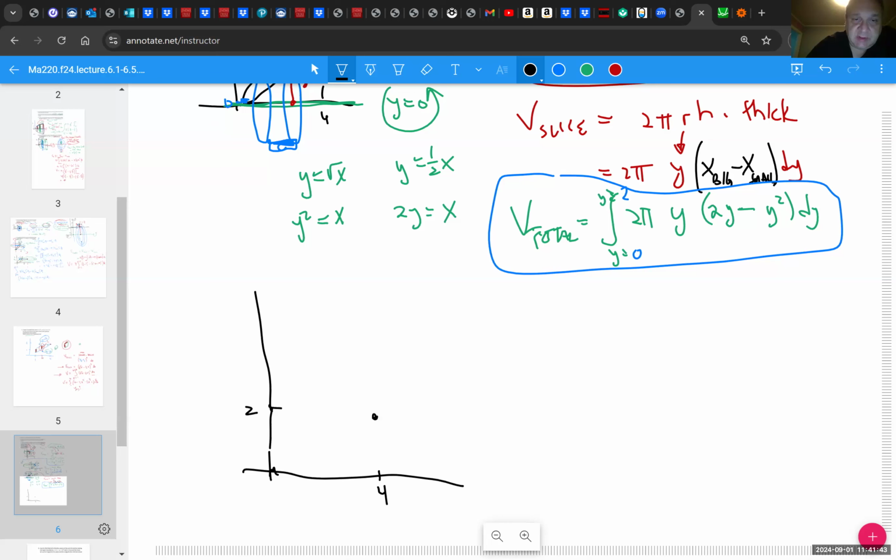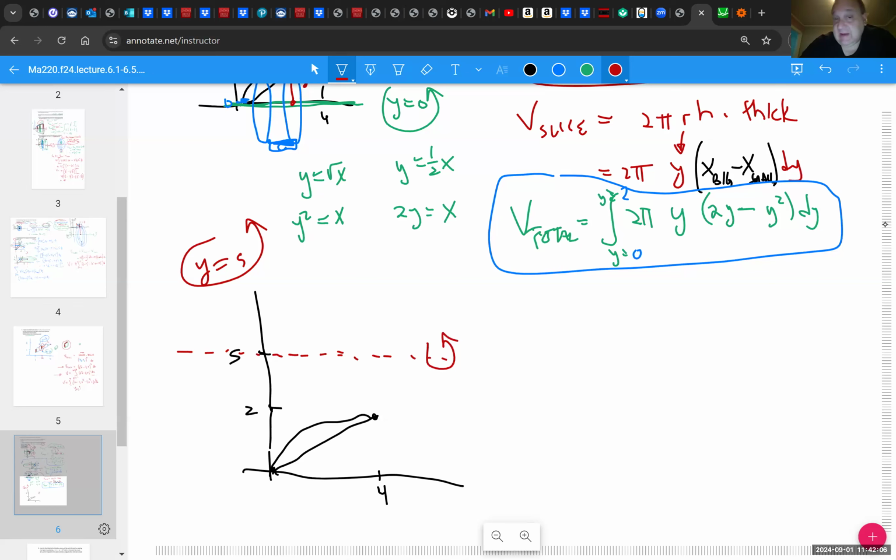I got my curvy thing on top. I got my straight thing on the bottom. And my axis of revolution is y equals 5. That's my axis of revolution. So I have 5 up here somewhere. Let's say 5 is here. And y equals 5 is a horizontal line. So this is going to be my axis of revolution right here. And so you're going to slice this thing up and revolve it around there to use the shell method to try to find the volume of that thing.